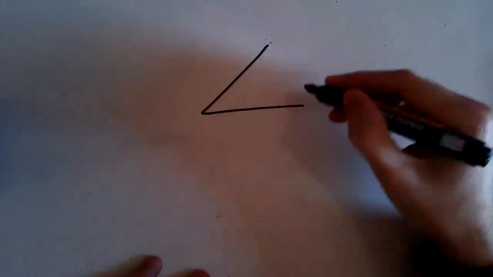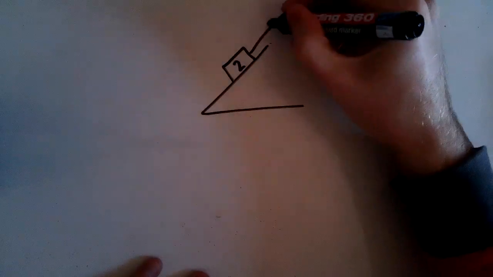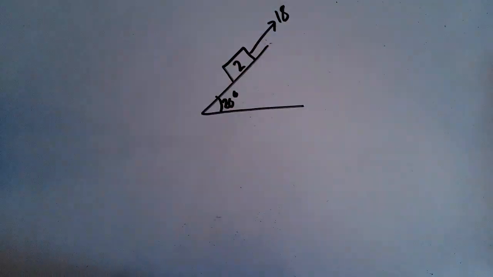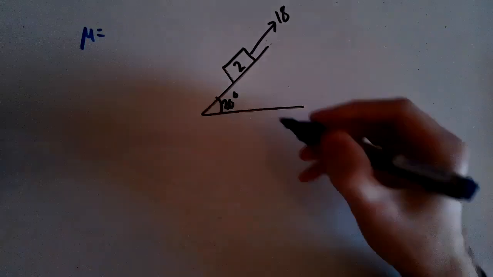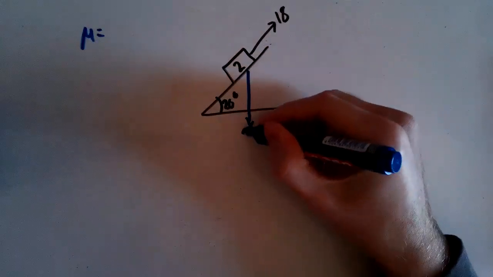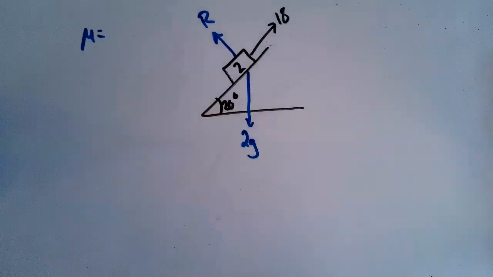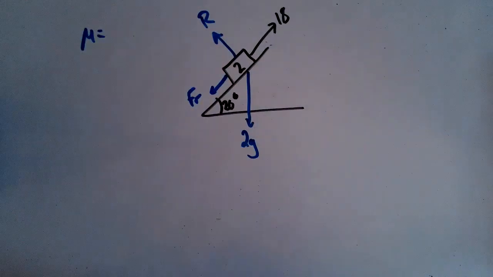Question 2. So we've got something on the slope. Its mass is 2 kilograms. It's been pulled up by 80 newtons and the angle is 20. We know it's a rough plane. So that means there's going to be a coefficient of friction mu. We know that it's going to be the weight 2g going down. It's going to be a normal reaction. And if it's being pulled up the plane, there's going to be friction going down the plane.